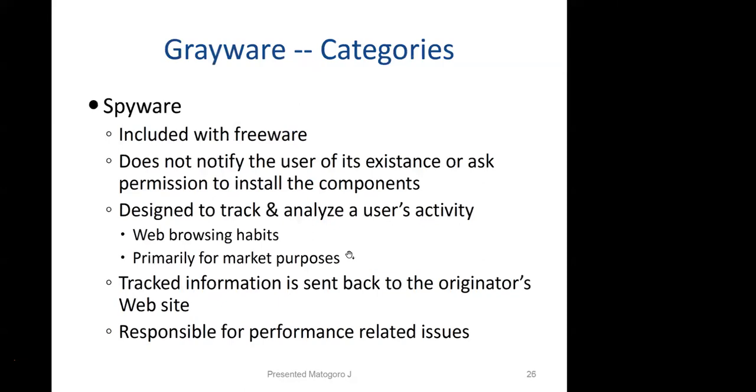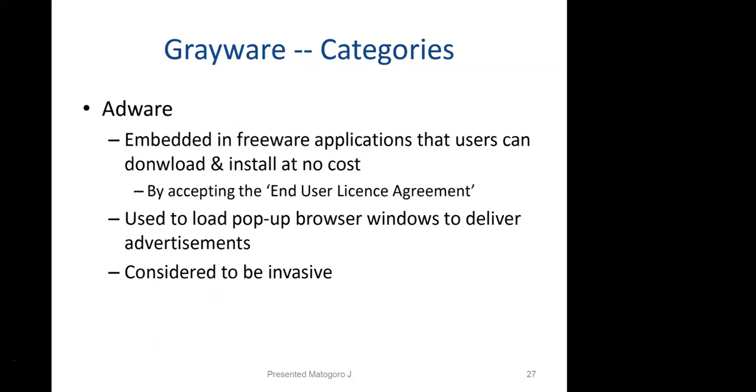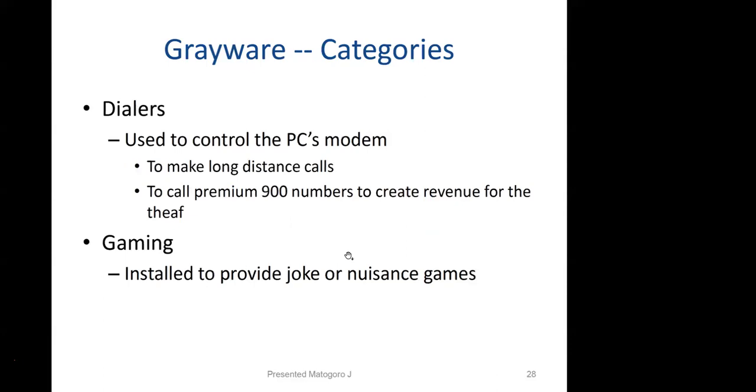So you can see there are a lot of challenges with malware, like spyware included with freeware, which does not notify the users of its existence or ask permission to install the component. So it will always silently stay within your computer or your smartphone. The spyware is embedded in a freeware application that users can download or install at no cost. So those are different ways it can come.